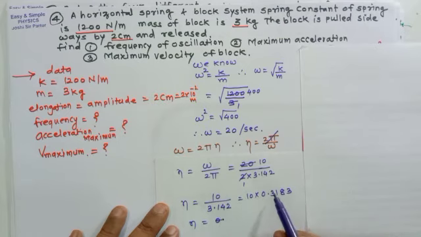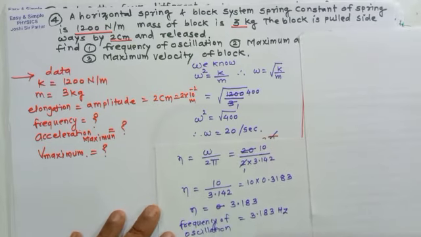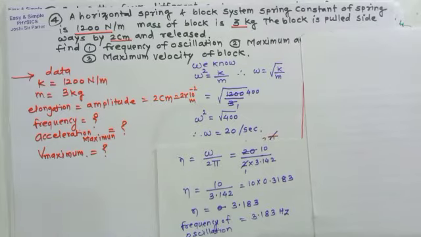By shifting the decimal, it is 3.183. So the frequency of SHM, or frequency of oscillation, will be 3.183 Hertz. That will be the answer for frequency.